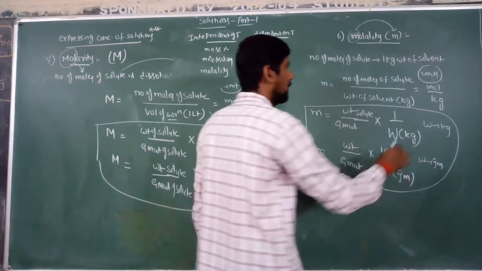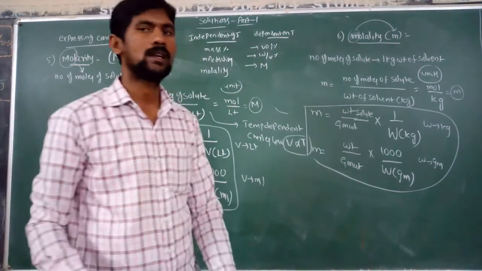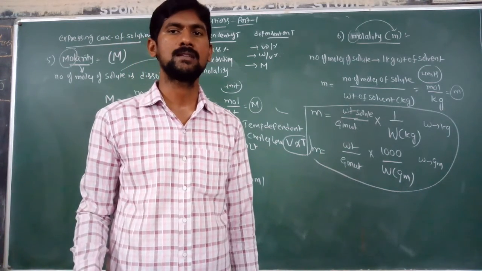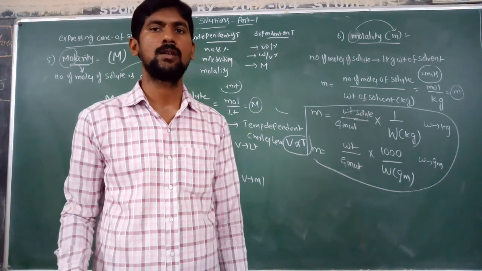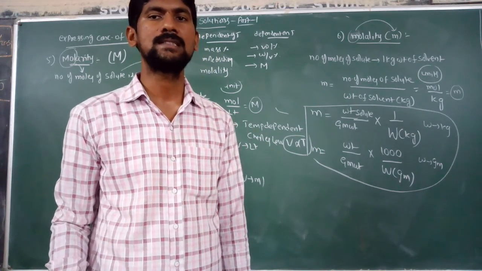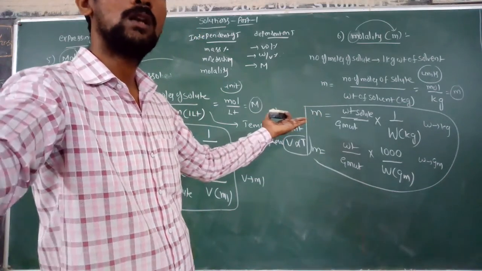So what are the units of molality? Mole per kg, or it is simply small m. Mole per kg, because number of moles of solute is dissolved in 1 kg weight of solvent. And it is temperature independent because there is no volume term.